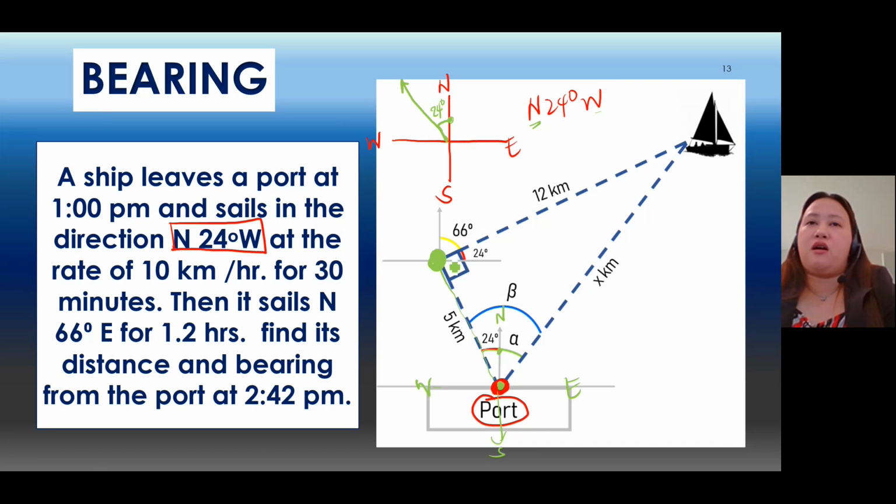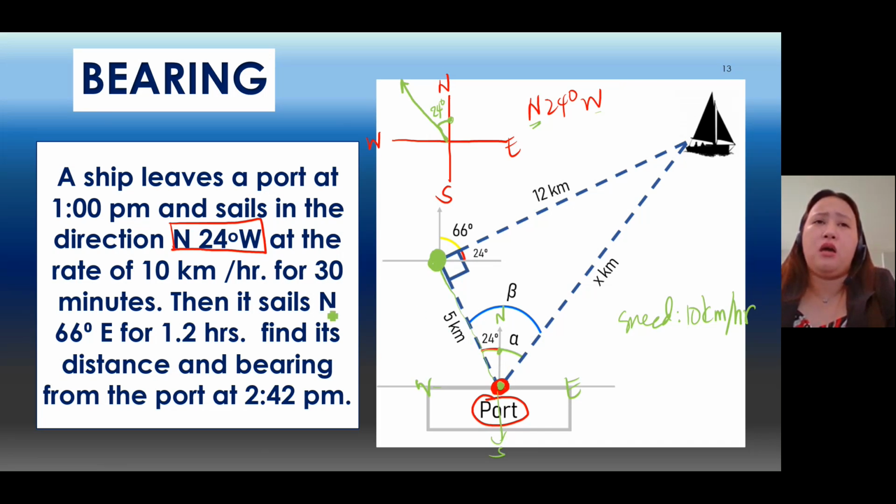But then, of course, you have to determine the measurement of this line. This line is actually the distance traveled by the ship. Remember that the speed of the ship is 10 kilometers per hour. And from the port going to this point, it only traveled half an hour or 30 minutes. So half of the 10 kilometers is 5 kilometers. That is the distance from the port going to this point.